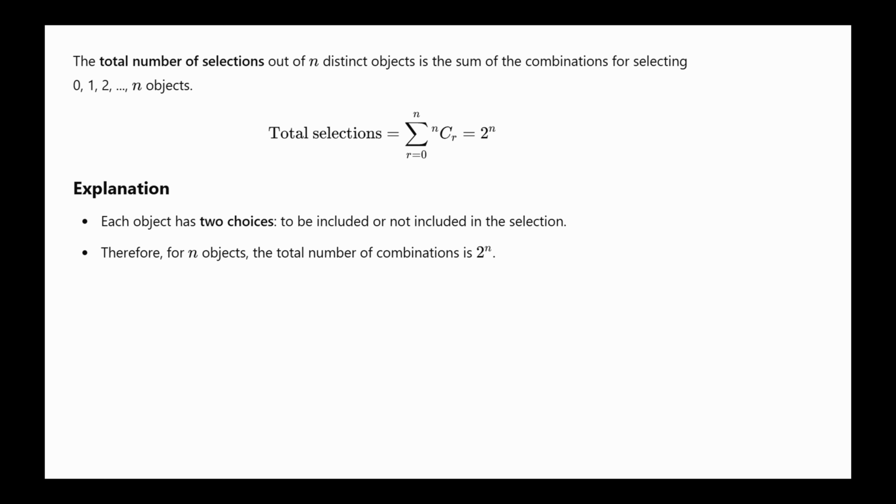Let's talk about total number of selections. Now we are not talking about any constraint or any condition that has been given to us. Let's say they've given us a basket with 2 mangoes, 2 oranges and 2 watermelons. So what is the total number of selections or combinations in which I can select?